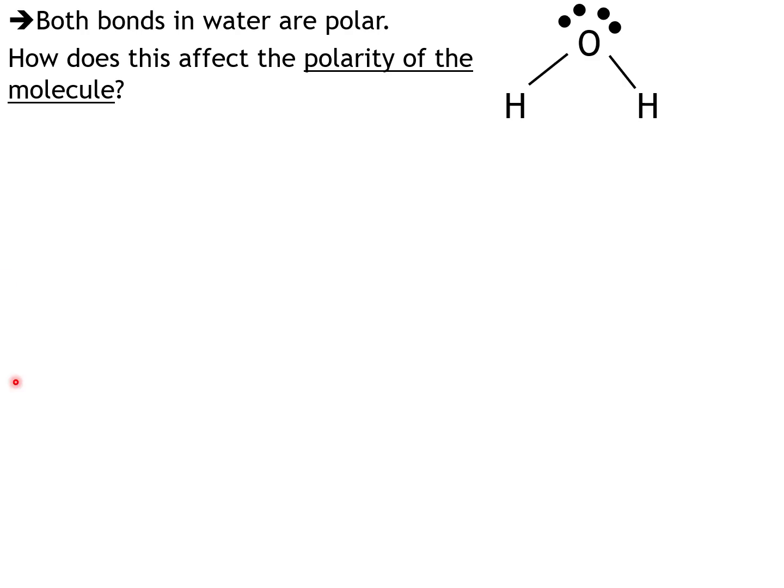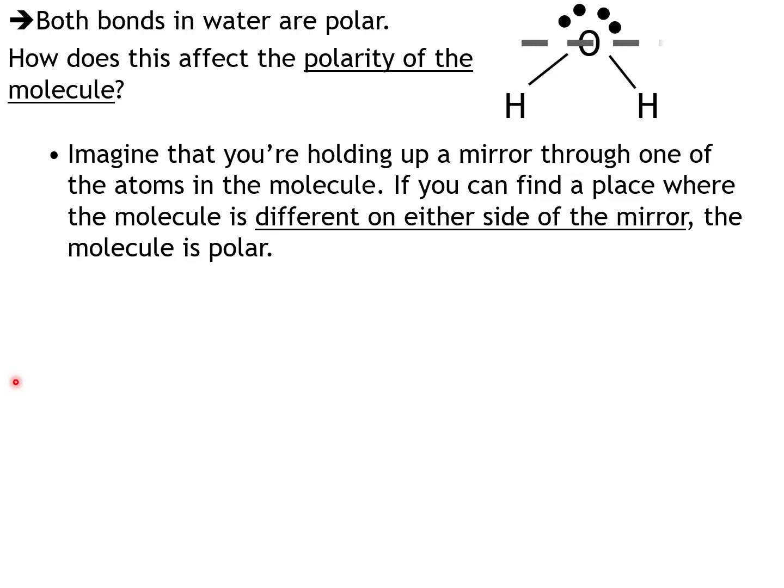And then if we didn't already know that it was polar, the way we could figure it out is just imagine that we have a mirror plane. And you're going to pass this mirror plane through the central atom, through the oxygen. And if you can find a way to arrange it so that it looks different on opposite sides of this mirror plane, then it's going to be a polar molecule. With this, it's really important to remember that water has a bent structure, so that's how you end up with the lone pairs on one side of the mirror and the hydrogens on the other side of the mirror.